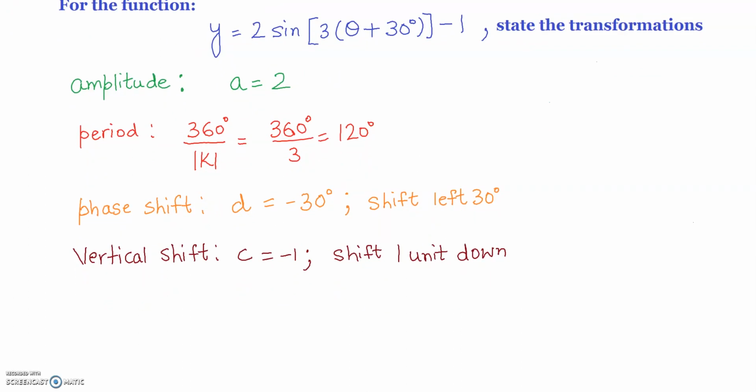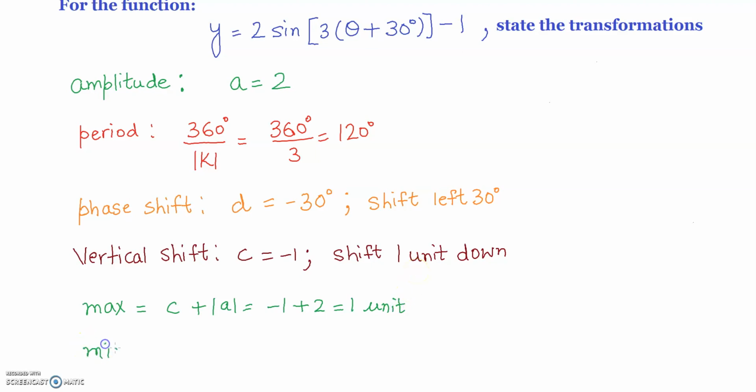Then we have the maximum and minimum value. We can say the maximum is equal to the value of c plus the amplitude, which is the absolute value of a. C, we have it here, is negative 1, and the amplitude, I have it as positive 2. Therefore, it is 1 unit.